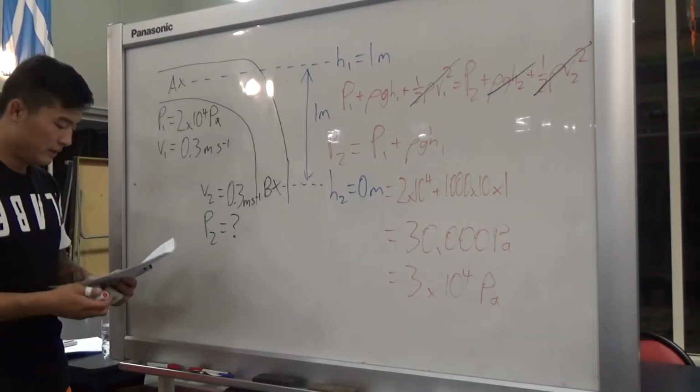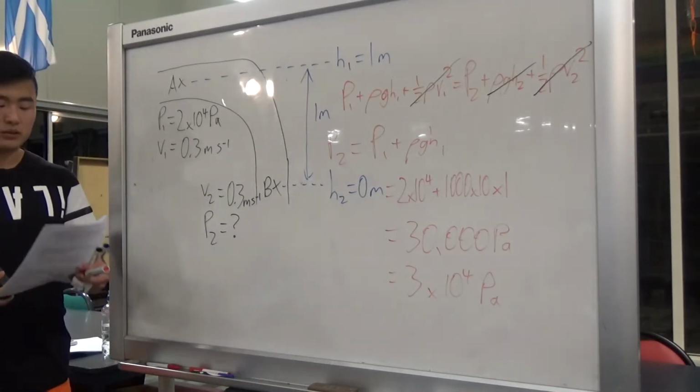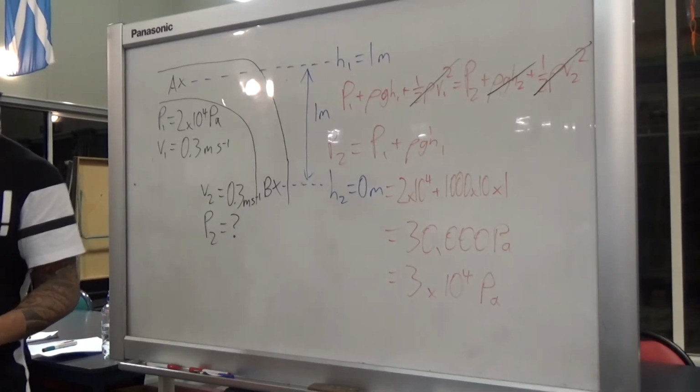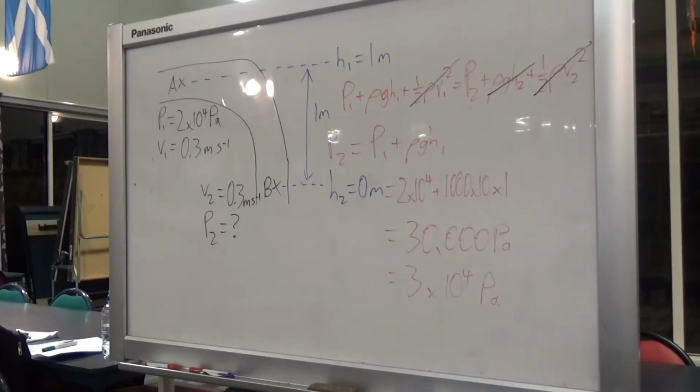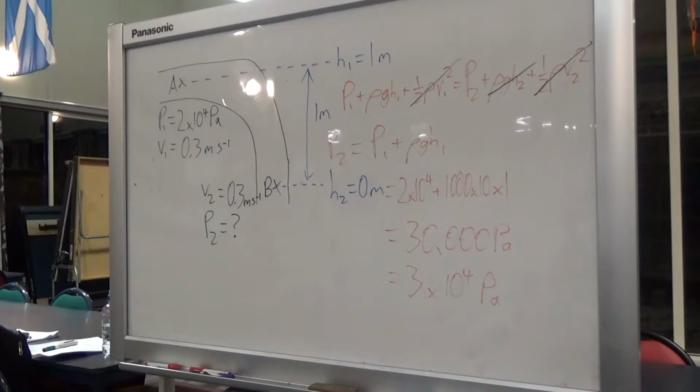Okay. Sorry? I got 2 and all 2 zeros when I calculated it. 2 times, oh, it's plus, not plus 1,000. Yeah.